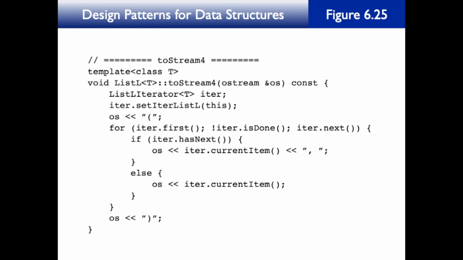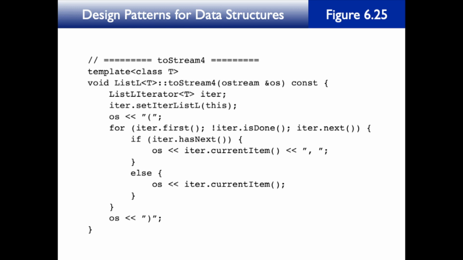And so now what the iterator needs to do is associate this iterator with a list, and it uses the set iter list L. So it does iter.set iter list L, this. Now, what is this? This is a pointer to this current list. So we are linking our iterator to this current list. And then the user streams the left paren to OS.